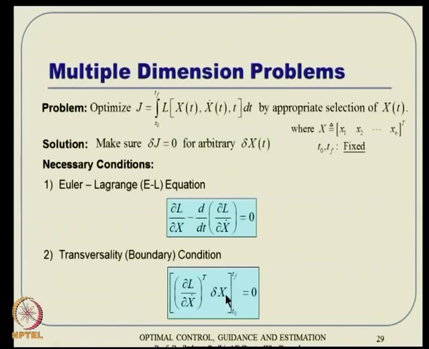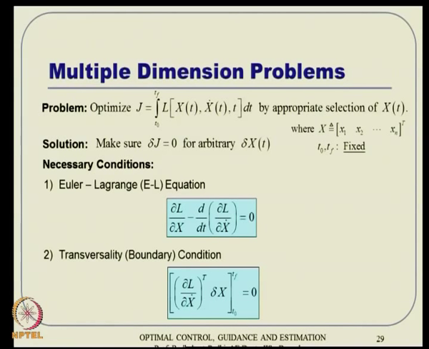All right. So, then we extended this concept to multiple dimension problems, where x of t is now a vector value, it has n components, and the idea was again to make sure that the first variation is 0 for arbitrary delta x. Then it turns out that the necessary condition is del L by del x minus d by dt of del L by del x dot equals 0, but remember these are now vector equations. Component by component you can write n equations.